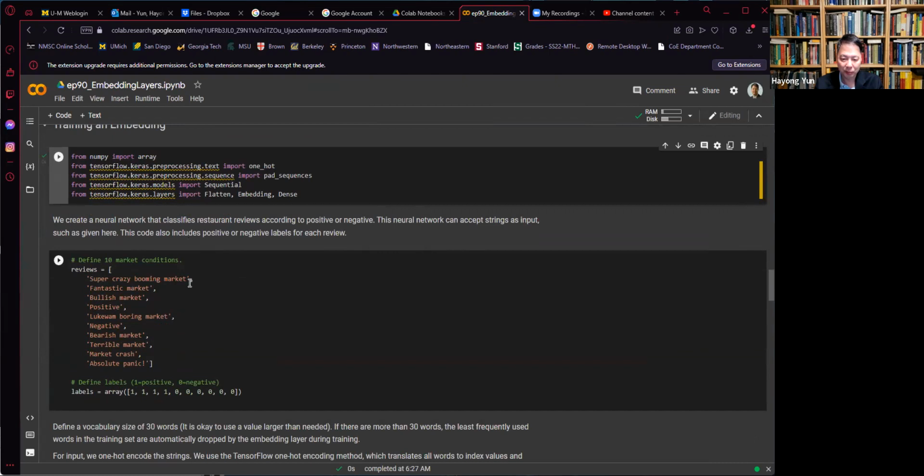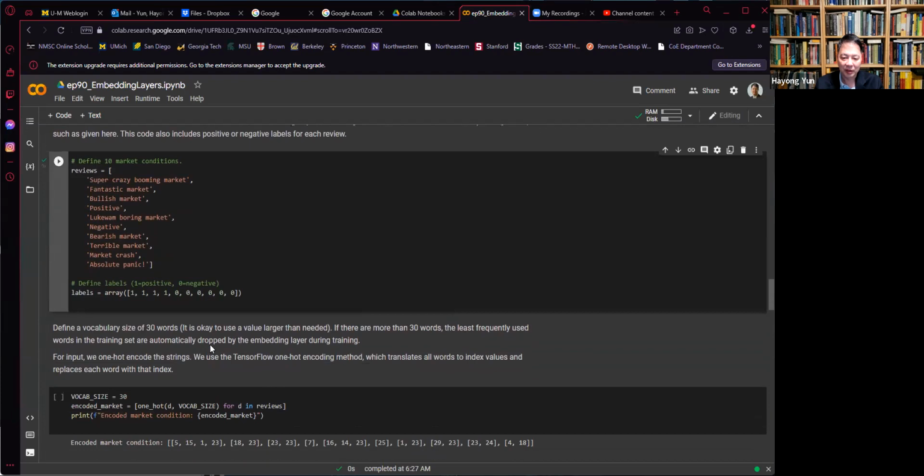Okay, so here the labels are, these are the positive. So there's a super crazy booming market, fantastic market, bullish market, positive. These are all positive statements. And then the lukewarm, boring market, negative, bearish, terrible, market crash, absolute panic. These are all negative news, isn't it? So can we train? And then let's have a vocabulary size of 30. There are only 10 market conditions. If I define more words, it will just be redundant, so you don't have to worry about it.